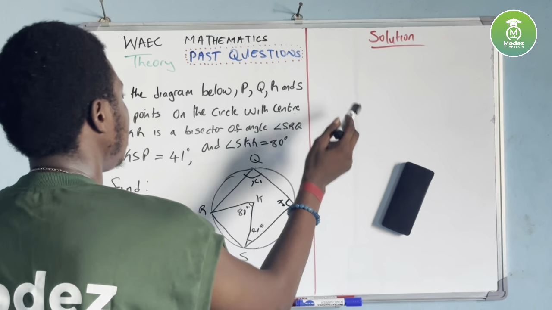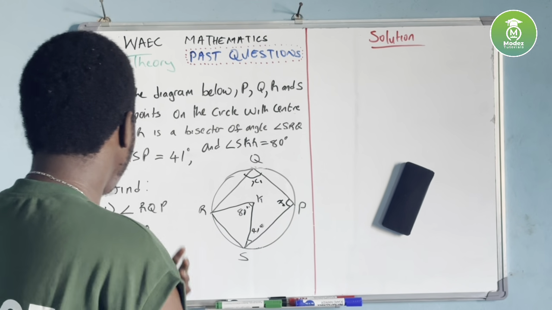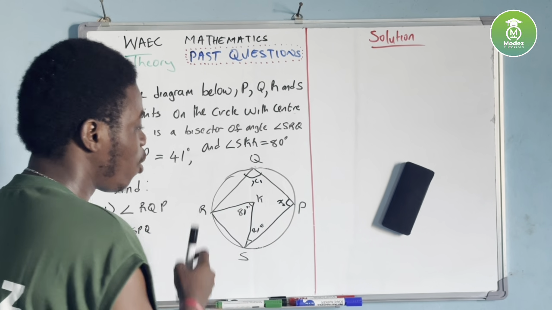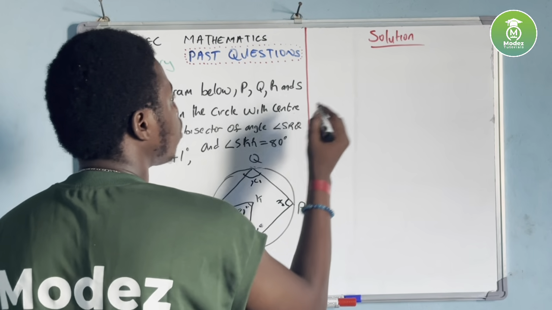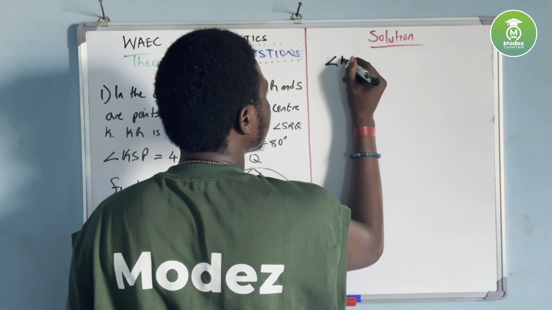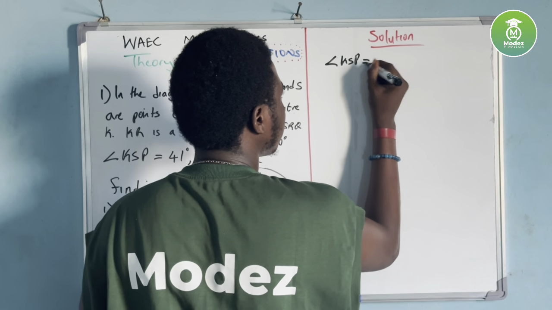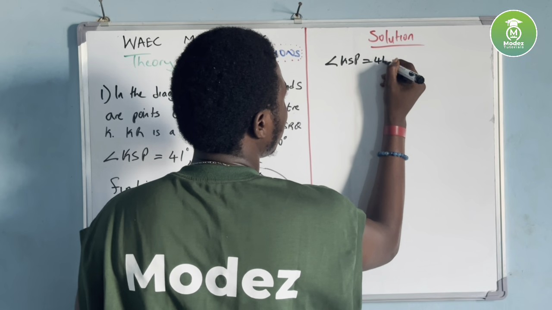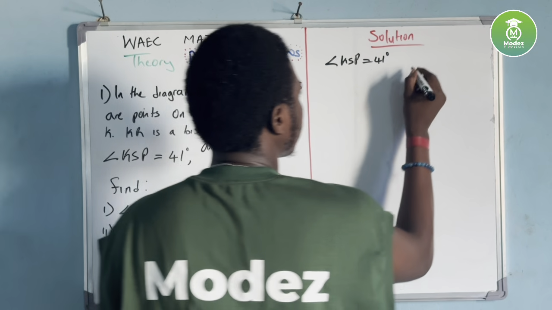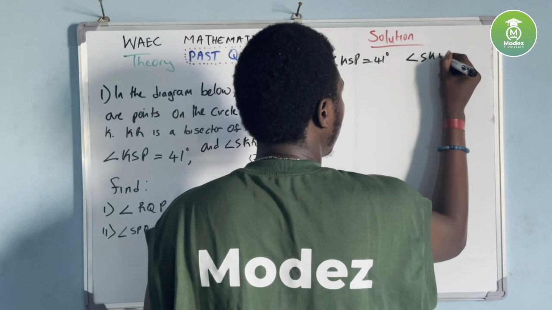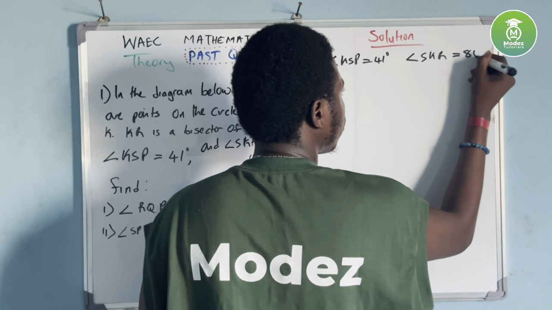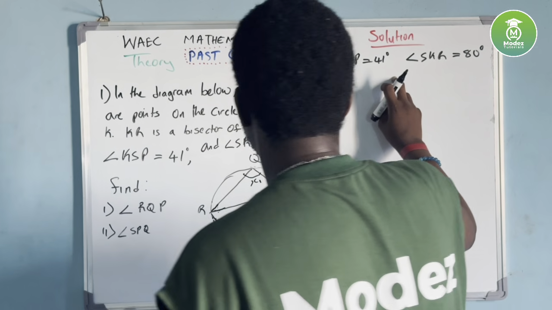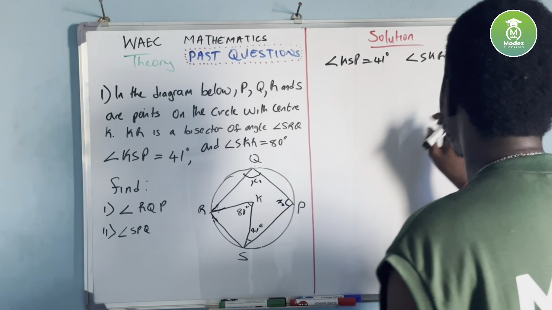So let's dive right into the solution. How do you find this angle when there are a lot of unknowns? Let's go. Let's write out the angles first. We have angle KSP as 41 degrees, and we have SKR as 80 degrees according to the question. These are what we're given according to the question here, right?